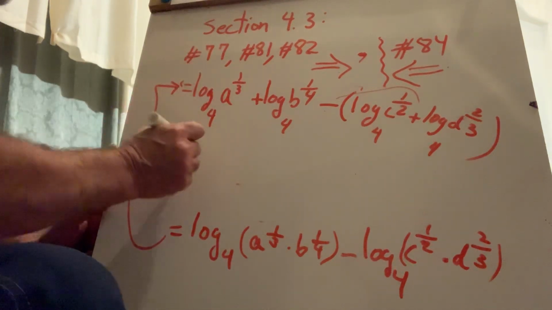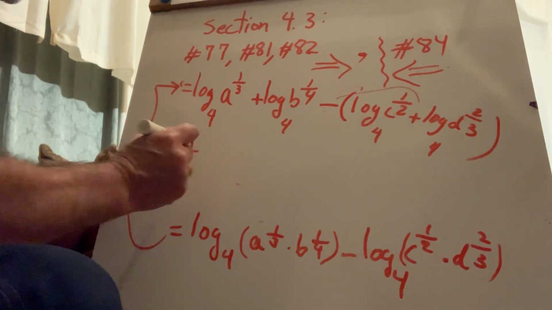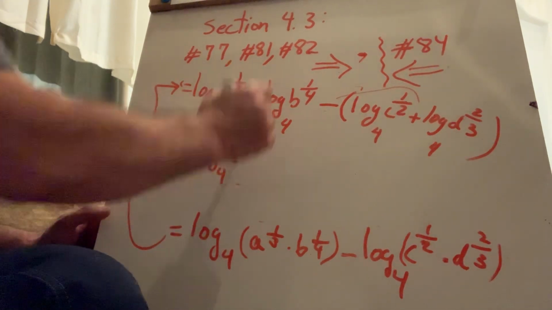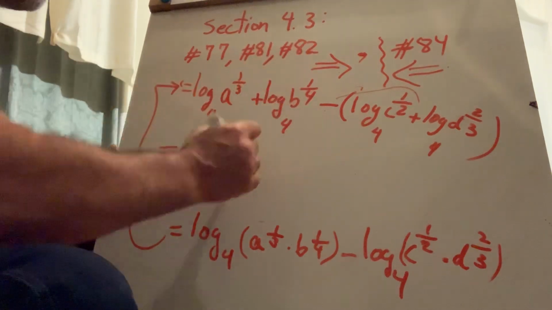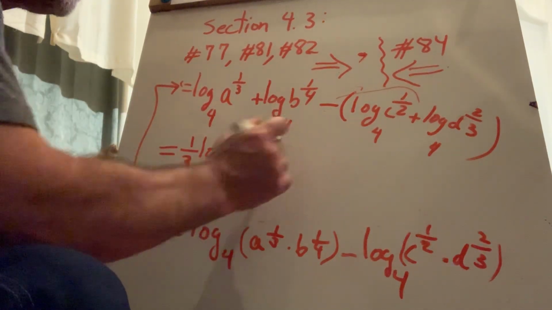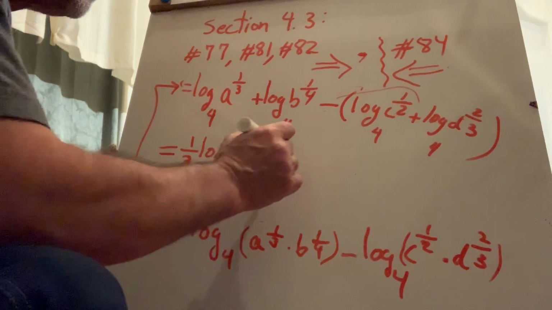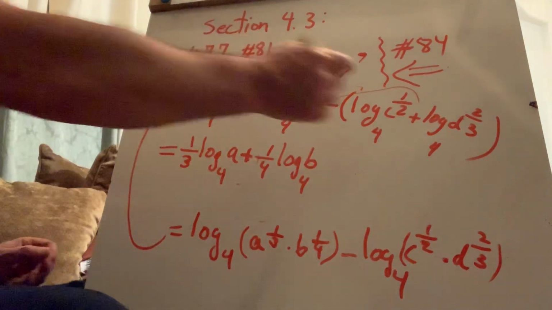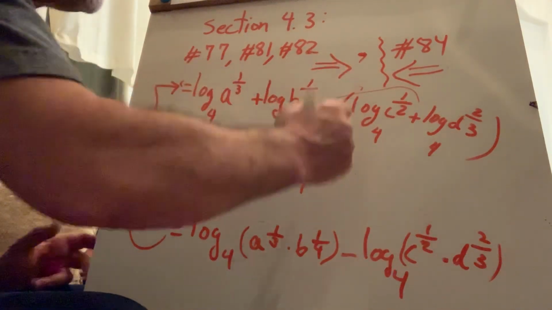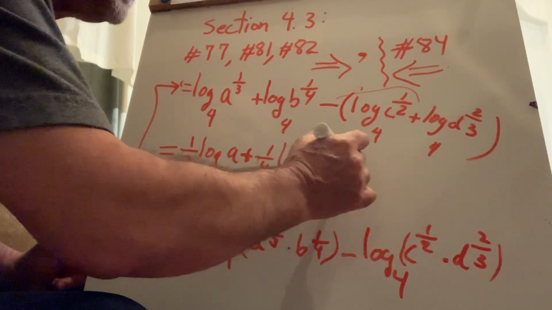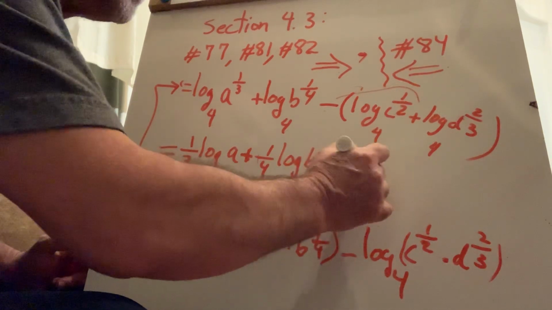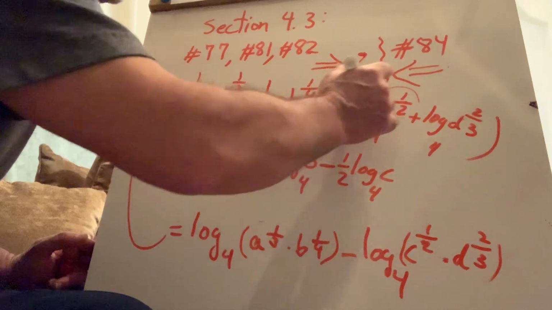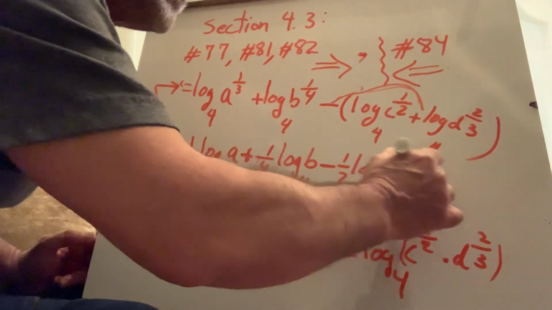So the power 1/3, again, by power property comes to the front. So that becomes 1/3 log base 4 of A. Plus, again, that 1/4 by power property comes to the front, becomes 1/4 log base 4 of B. And then as I bring the power 1/2 down, I'm going to also apply the negative. So that should look like negative 1/2 log base 4 of C. And finally, as you distribute the negative by the second term, that also becomes minus, not plus.